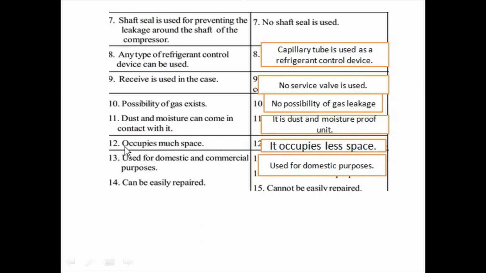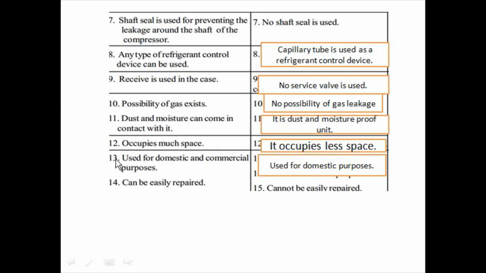Point 12. Open type occupies much space, it takes large space, while the hermetically sealed unit compressor occupies less space, very little space.